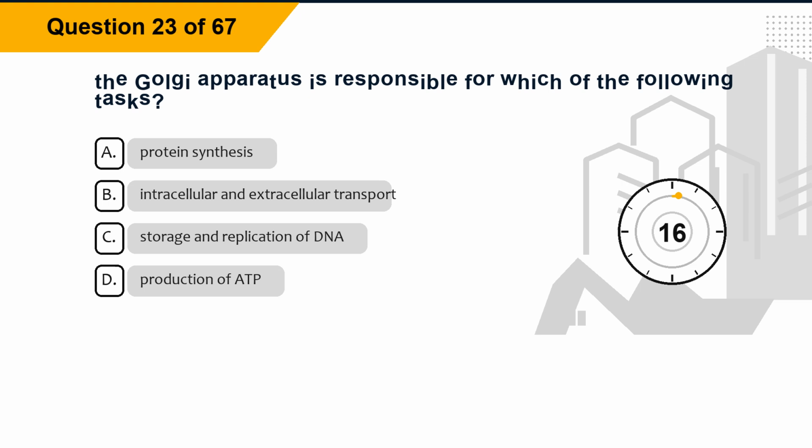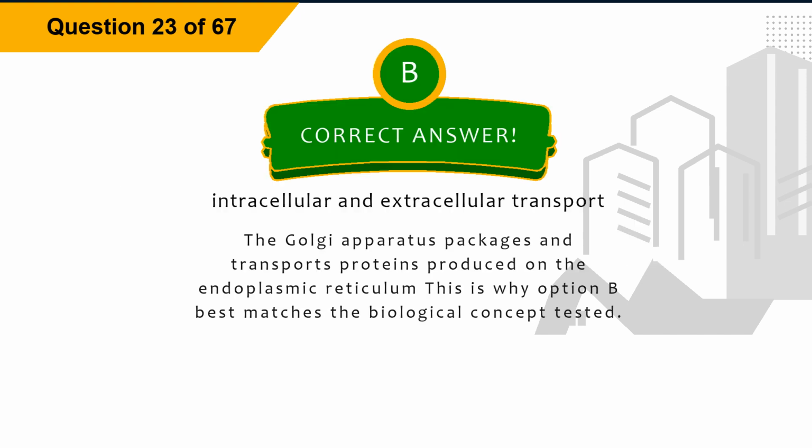Question 23. The Golgi apparatus is responsible for which of the following tasks? Option A, protein synthesis. Option B, intracellular and extracellular transport. Option C, storage and replication of DNA. Option D, production of ADP. The correct answer is option B, intracellular and extracellular transport. Explanation: the Golgi apparatus packages and transports proteins produced on the endoplasmic reticulum. This is why option B best matches the biological concept tested.